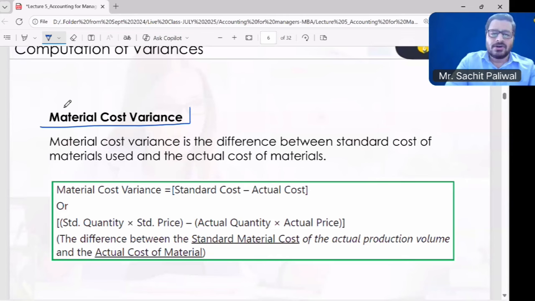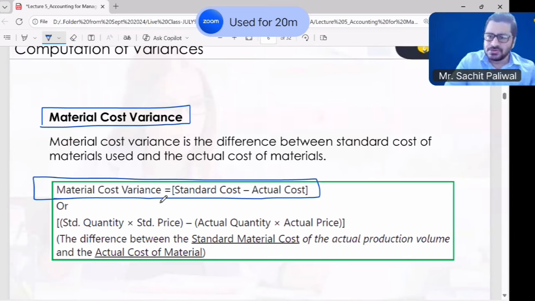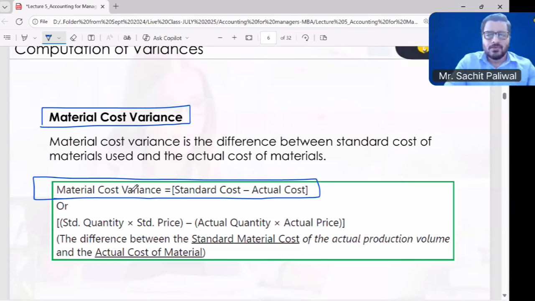So for material cost variance, we have a specific formula and you just need to put in the formula to get the answer. This variance calculation is completely based on formula. You can refer to the formula, understand the formula, and then do the questions or the numericals. What is the formula? Material cost variance is standard cost minus actual cost. What standard you have set, what actual you have done, the difference is called variance.